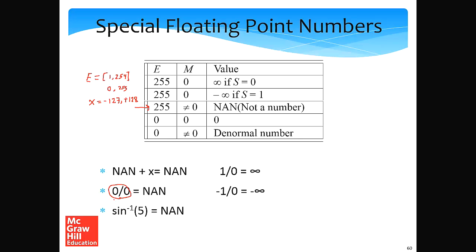Any arithmetic expression that has a NaN will always evaluate to NaN. So NaN plus NaN is equal to NaN, NaN minus NaN is equal to NaN, NaN plus any other number is equal to NaN. So the moment any part of an expression evaluates to not a number, the entire expression will evaluate to not a number.